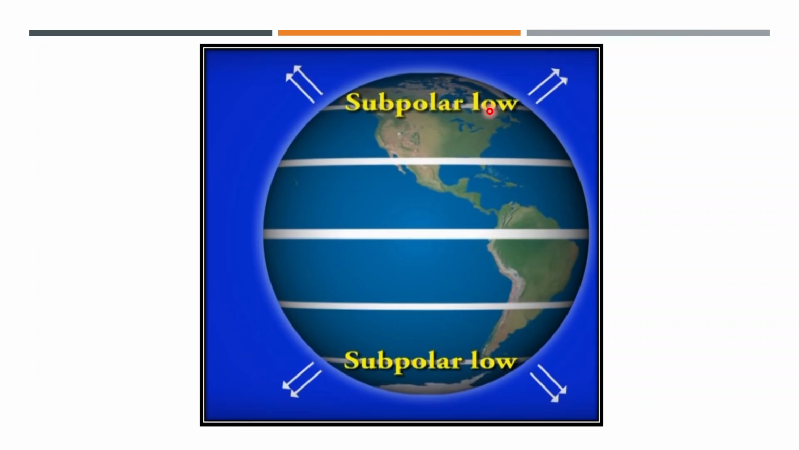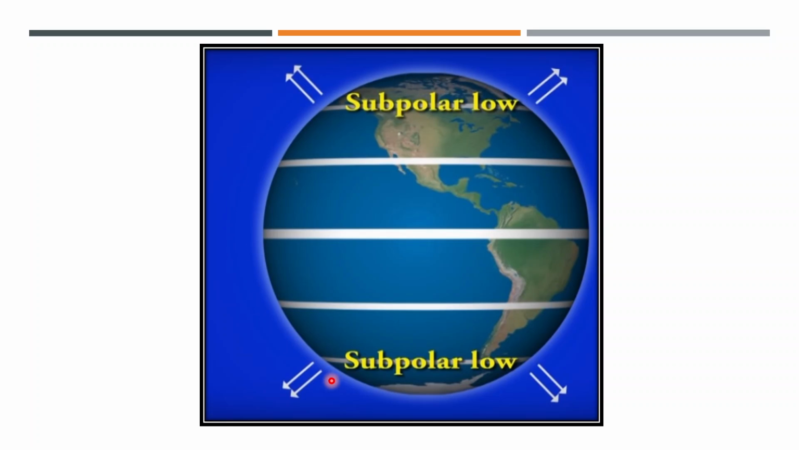Now the subpolar low pressure belt extends from 60° north to 65° north and 60° south to 65° south. Now these belts should actually be high pressure belts, mainly because they are situated at a very high latitude. But they have been created due to the effect of rotation of the earth and the bulk of air from the poles which is moving towards the equator. Let us understand this very clearly.